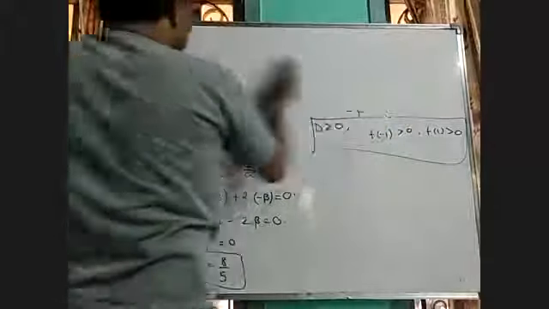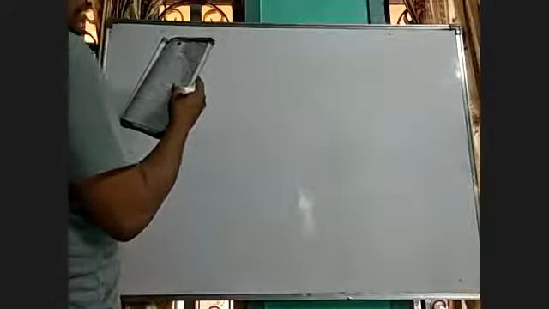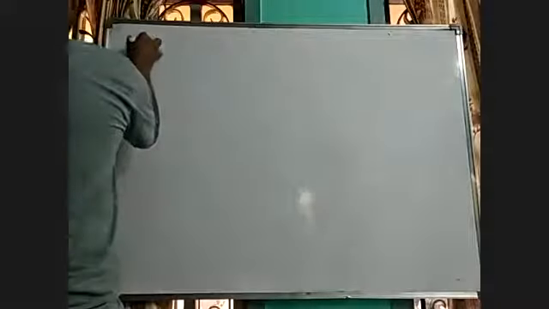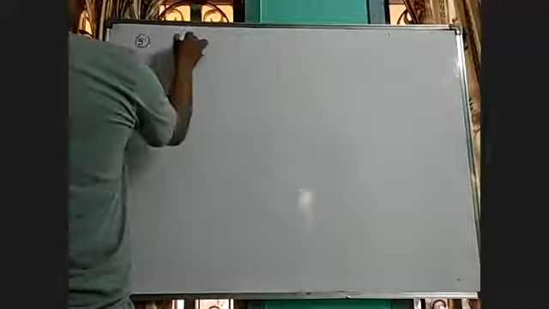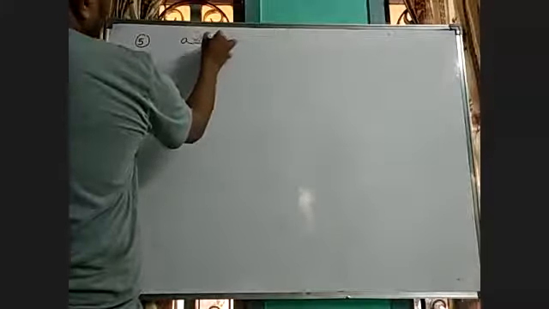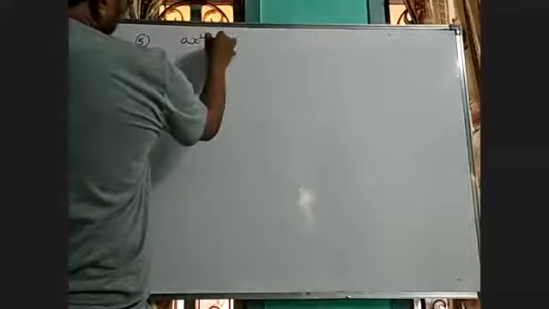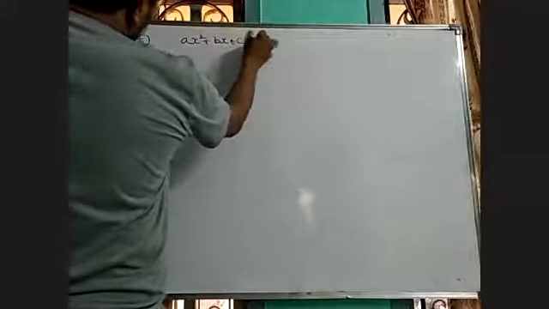This is what they give. So then question number 5. Let alpha, beta be the roots of the quadratic equation. Question number 5, what they give: ax square plus bx plus c equals 0.